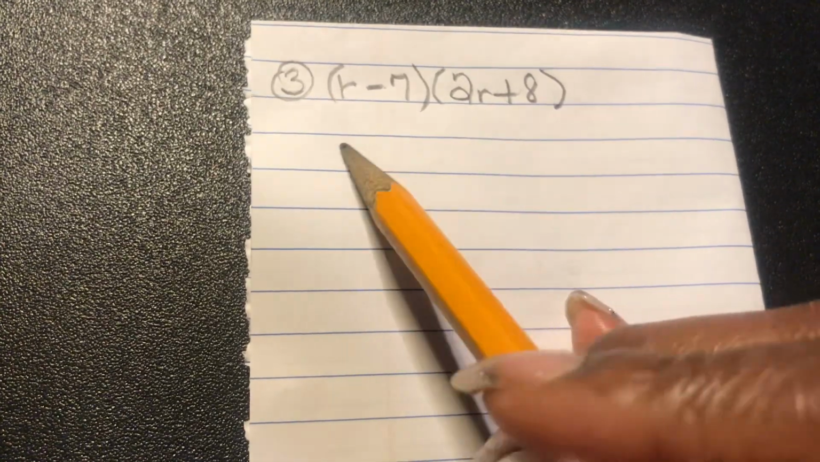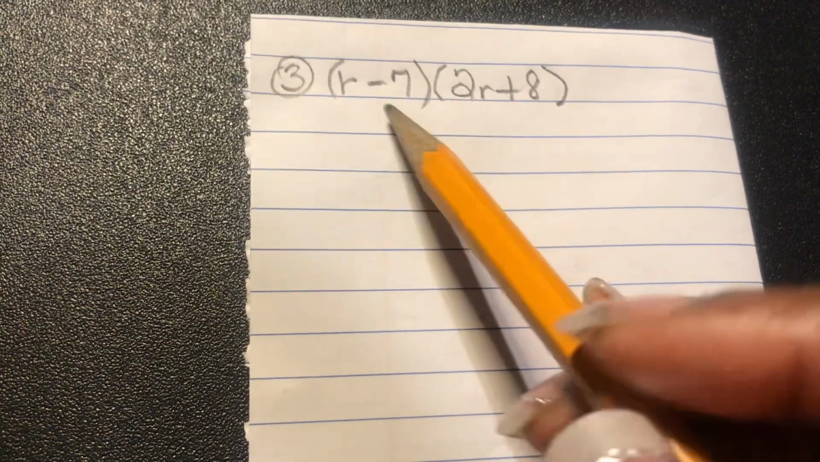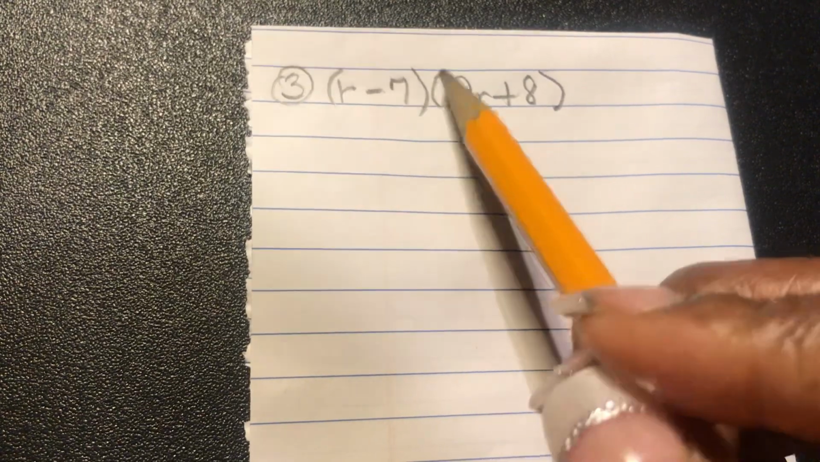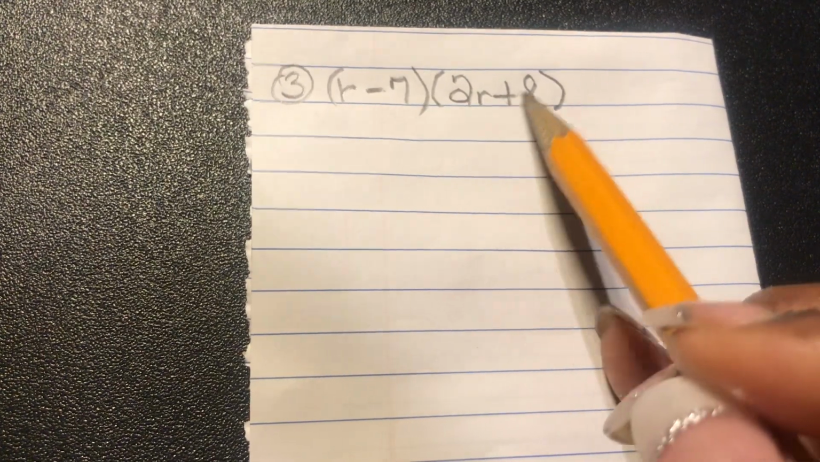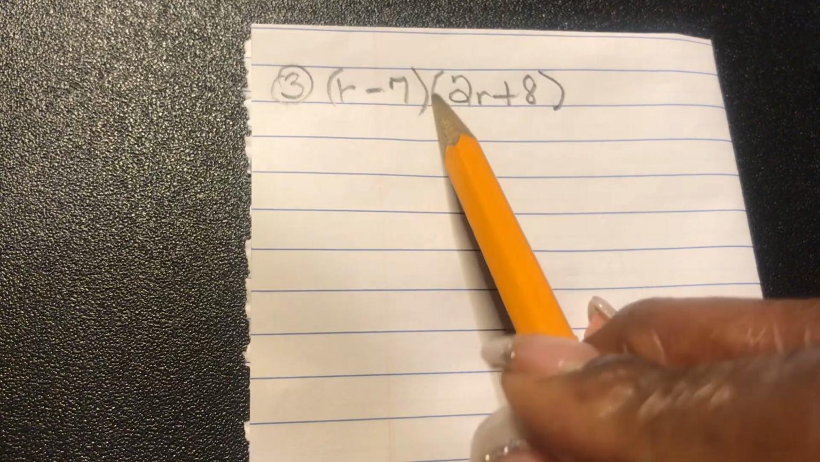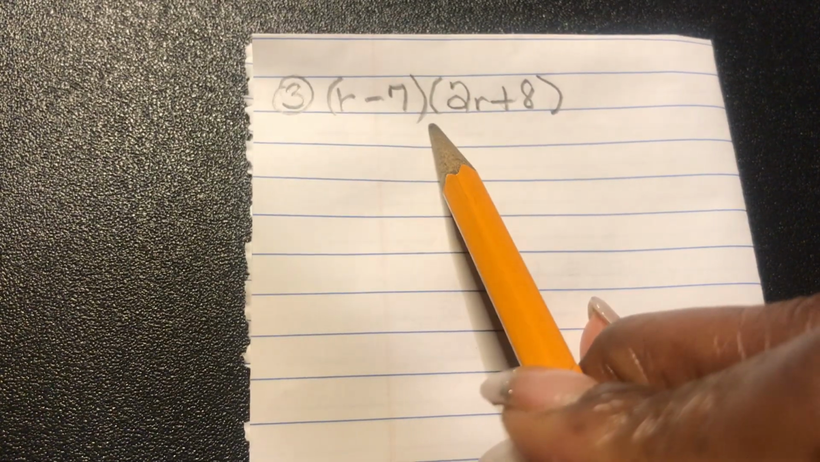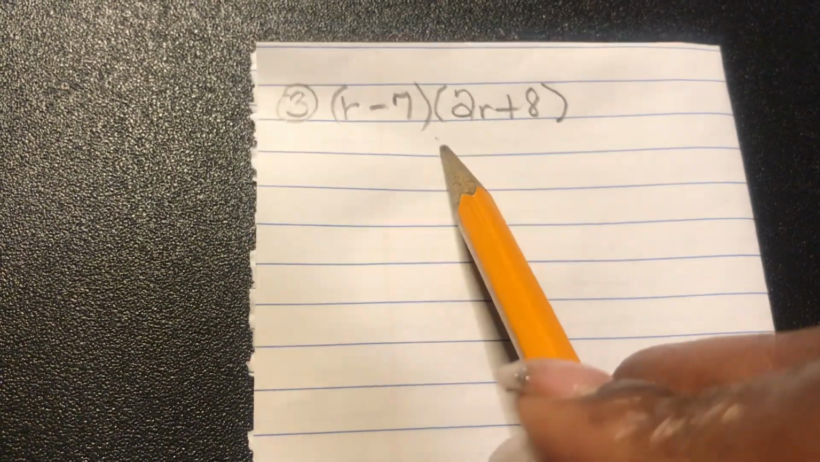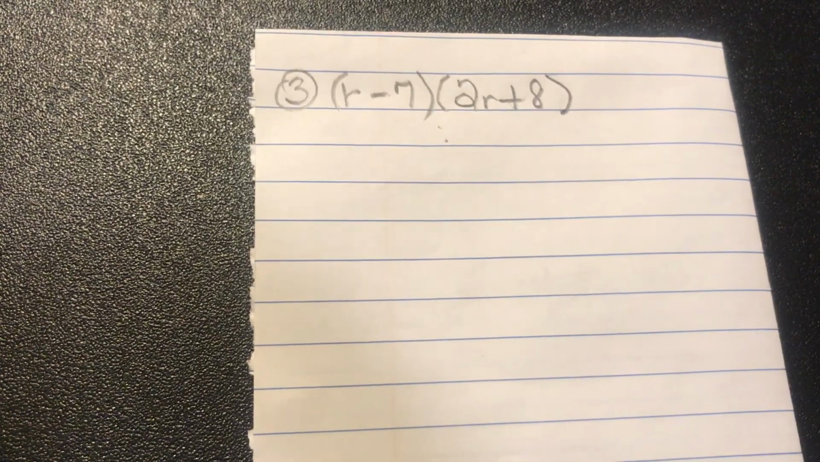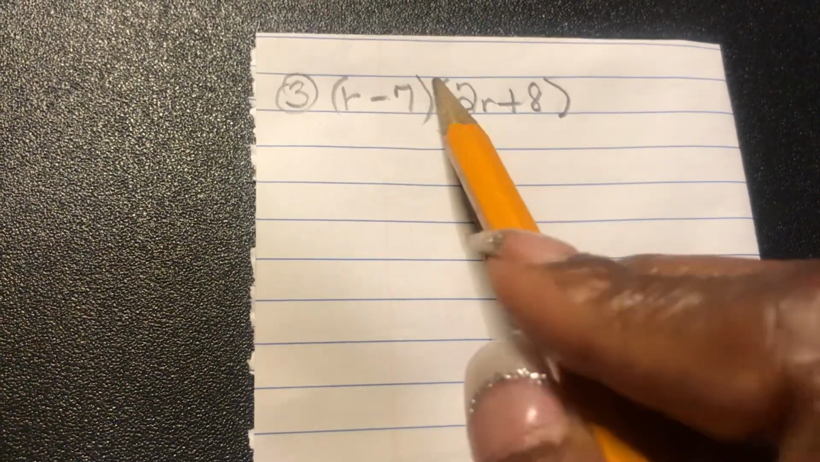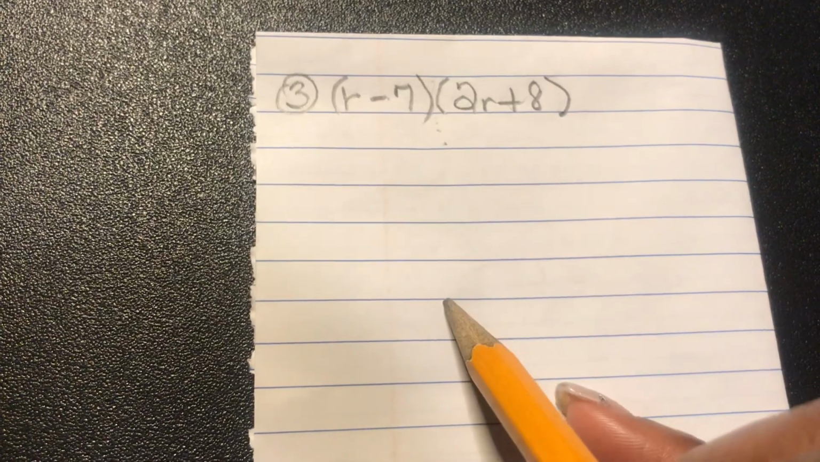Question number three of multiplying binomials. We see we have (r - 7) and (2r + 8). Nothing in between means it's the full method. If we had addition or subtraction, we would just combine like terms and add or subtract. Nothing in between means that we're multiplying.